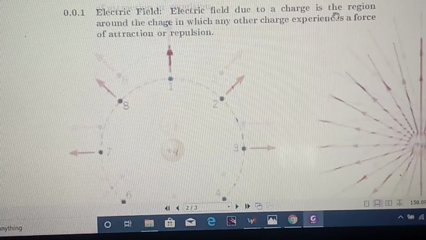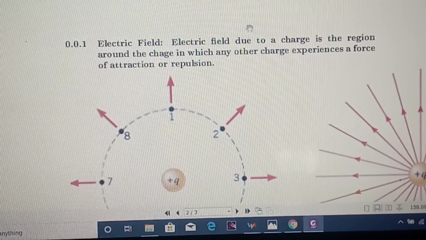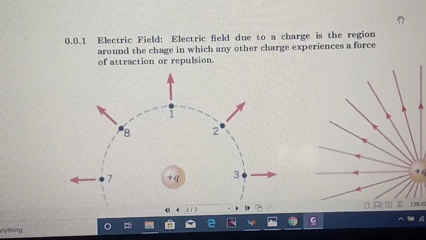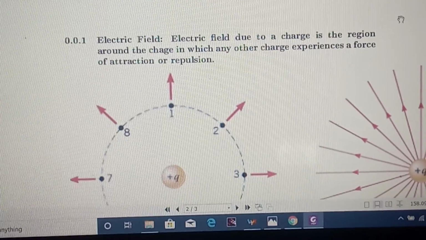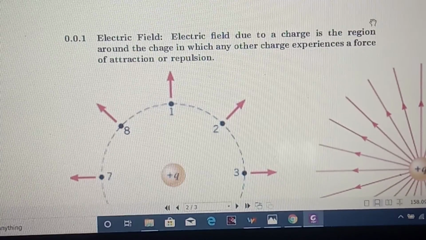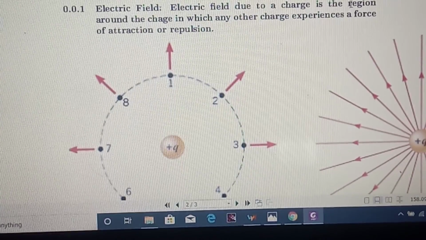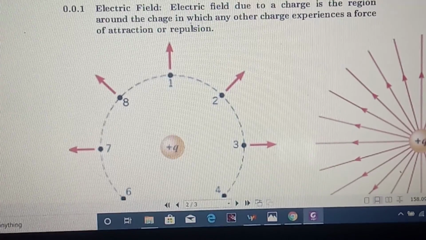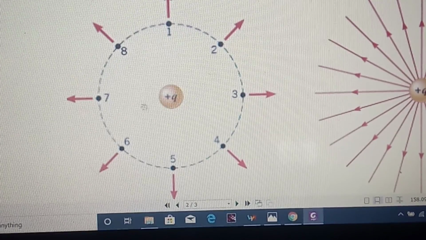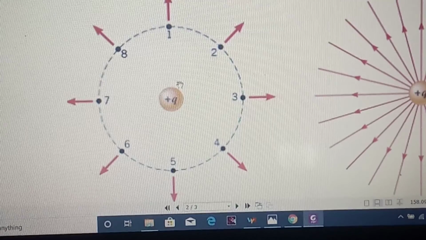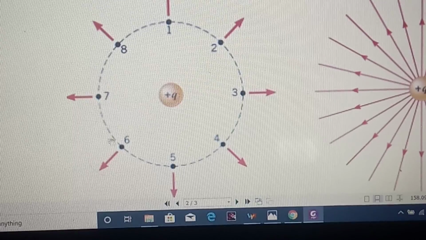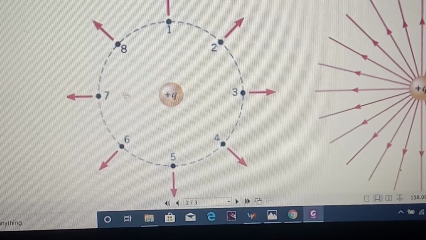So now we'll define the electric field first. Electric field due to a point charge is the region around the charge in which any other charge experiences a force of attraction or repulsion, that is, the electrostatic force of attraction or repulsion. So for example, we have taken a source charge here which is positive, and this is the region where we can feel the presence of the electric field.